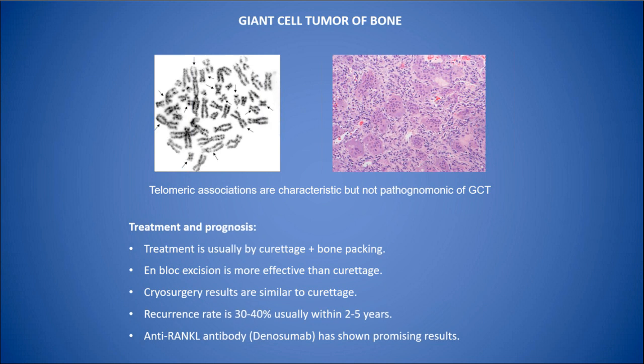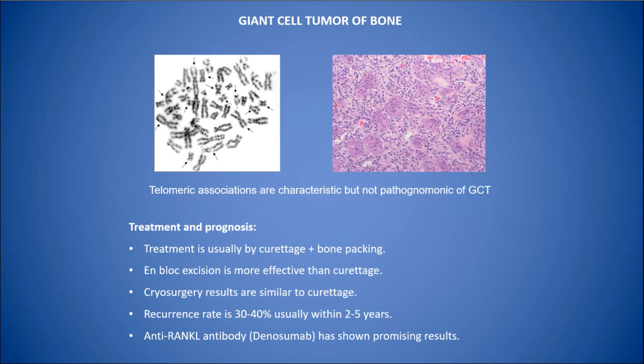Telomeric associations are characteristic but not pathognomonic of giant cell tumor of bone. You can see chromosomes that are bound by the telomeres, and it can be seen also in giant cell tumor of soft tissue, which is a very interesting phenomenon. But the giant cell tumors of soft tissue are not positive for G34W.